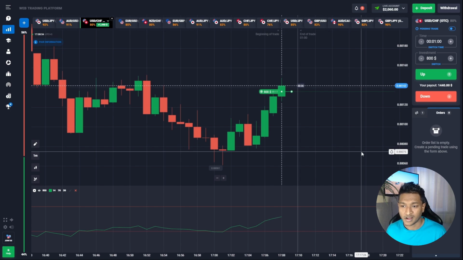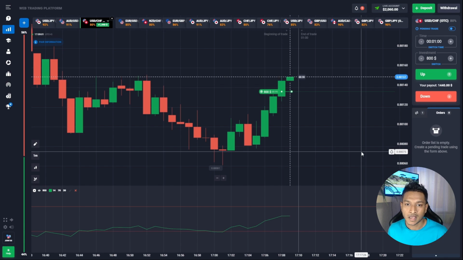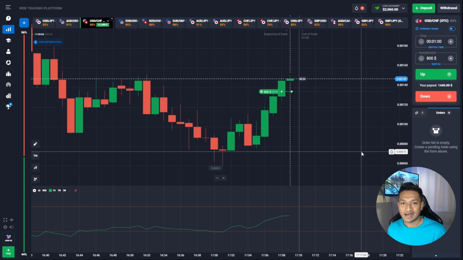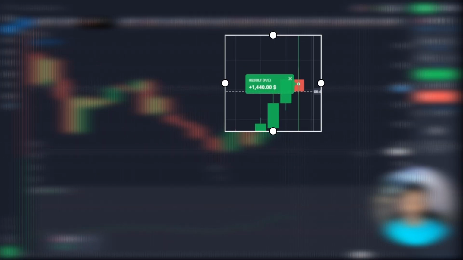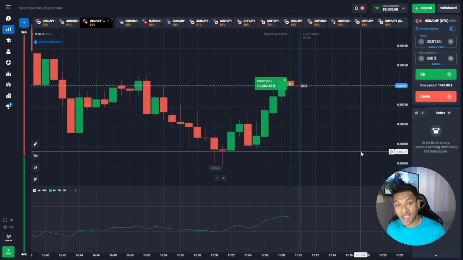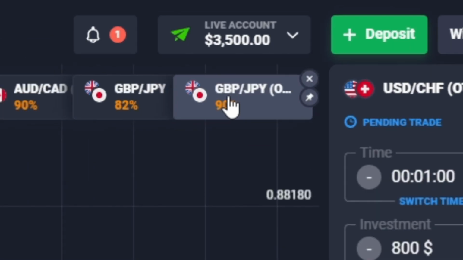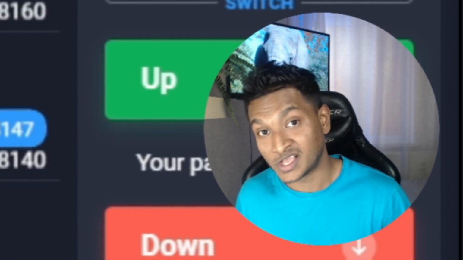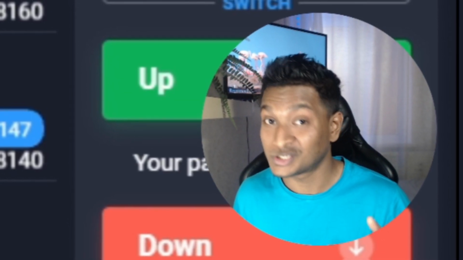I'm going to make it for sure. Another green candle has appeared. It means I'm definitely going to make this profit. Definitely made it. $1,440. And in my live account, how much do I have? $3,500. So I started with $1,000 and I have made $2,500 profit for today's day trade.